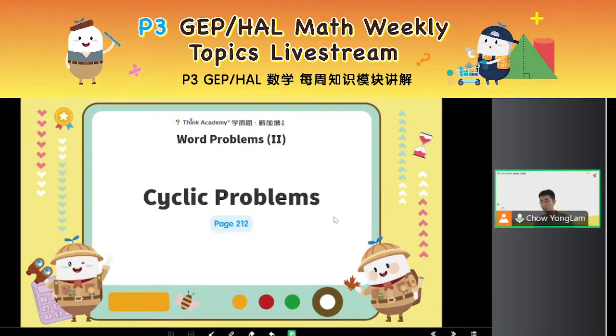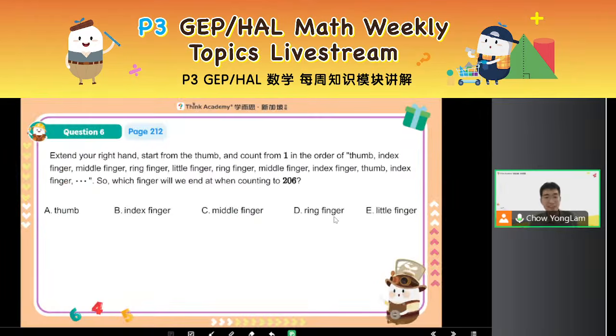Please turn to page 212 to prepare. Cyclic means there's gonna be a pattern that keeps on repeating, right? So the very important thing here is to find out where is the repeating pattern. How many terms can we group together? With that, let's take a look at question 6, page 212. Now read the question carefully.